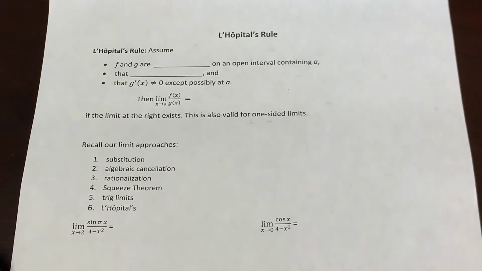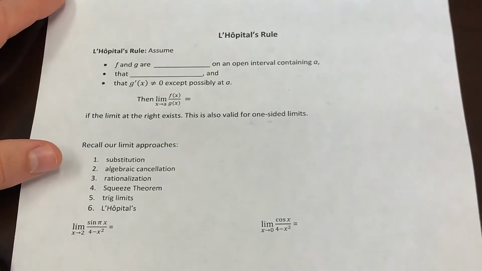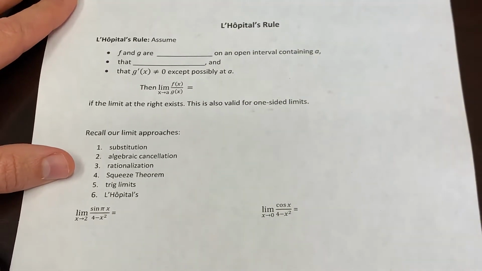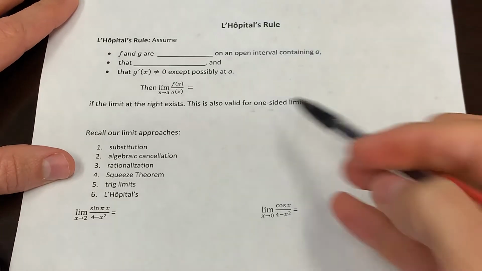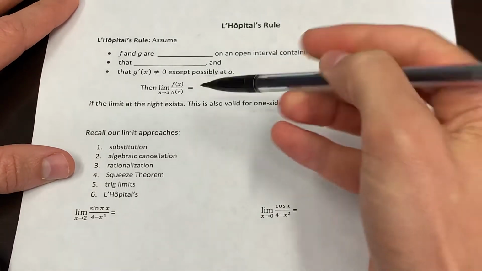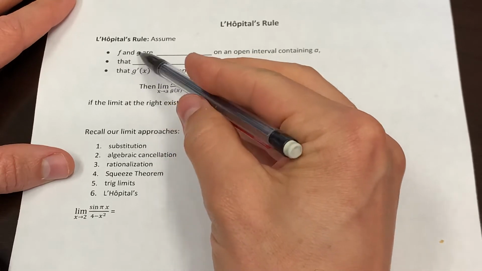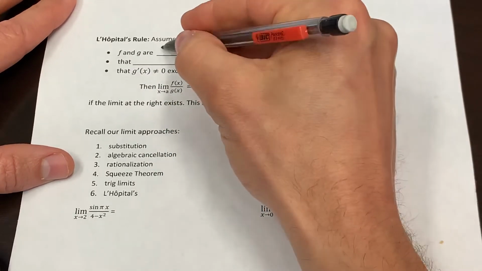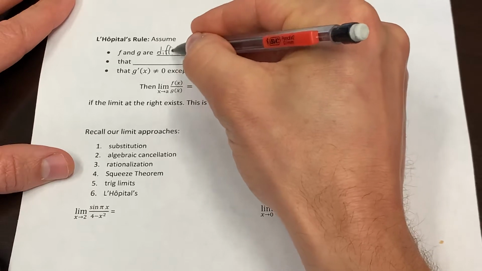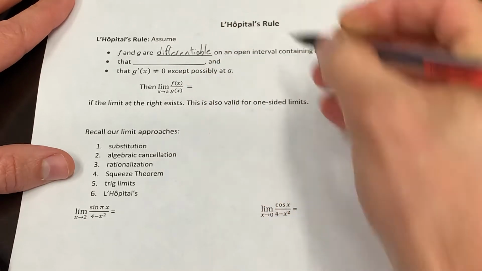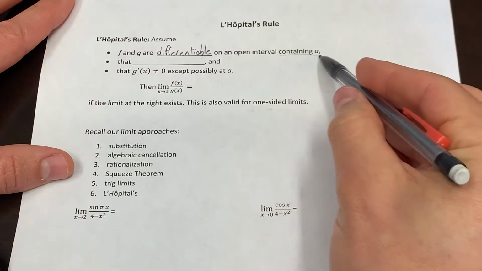L'Hopital's rule is a really great way of attacking limits, which is an earlier topic in calculus, but we come back now knowing how to take derivatives. There are three assumptions we need. First off, assume that f and g, the numerator and denominator functions, are differentiable. It only works if you can take derivatives on an open interval containing a.